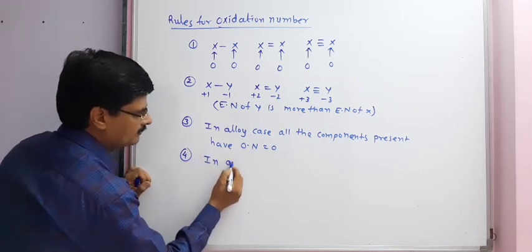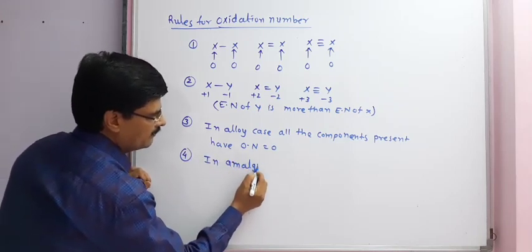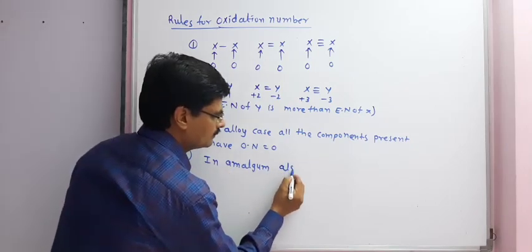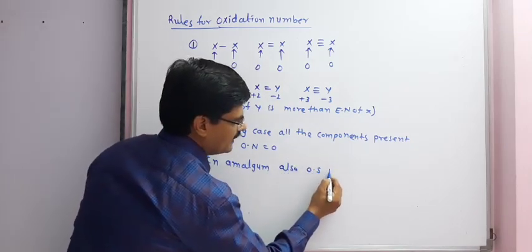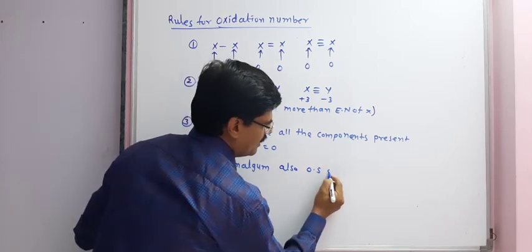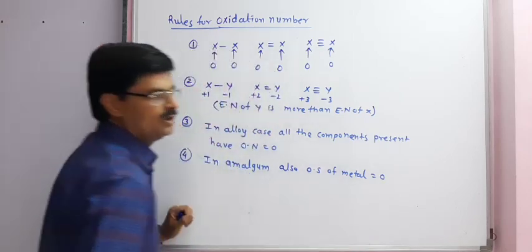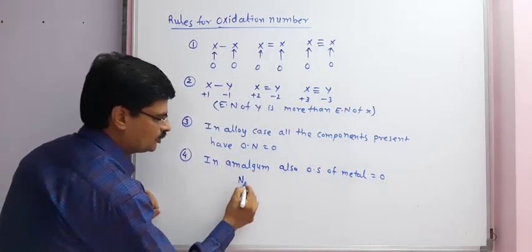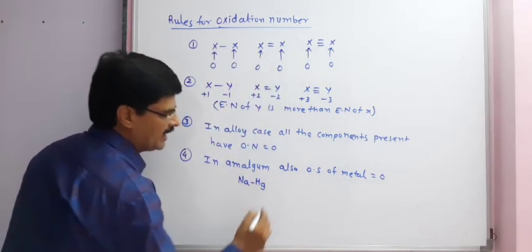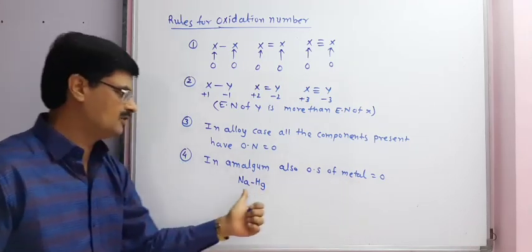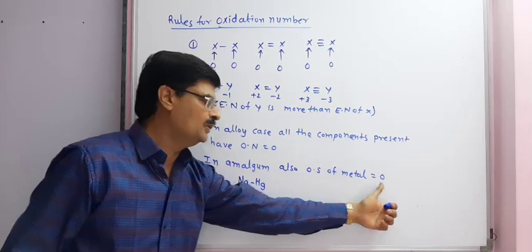In amalgam also, the oxidation state of the metal is equal to 0. For example, in sodium mercury amalgam, we can take the oxidation state of the metal sodium as 0.